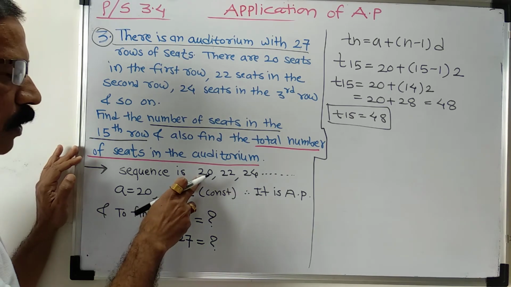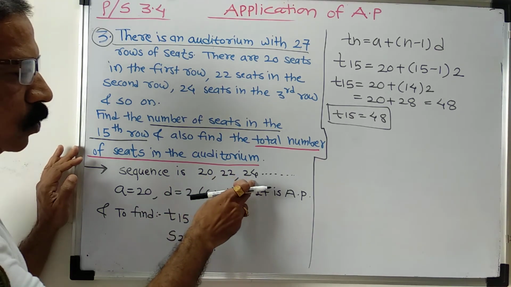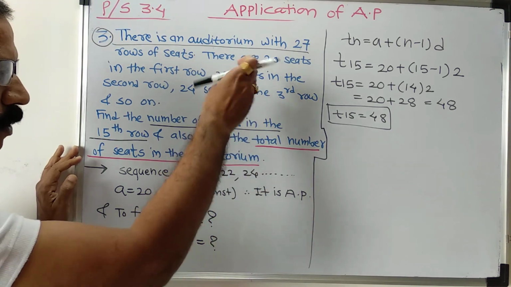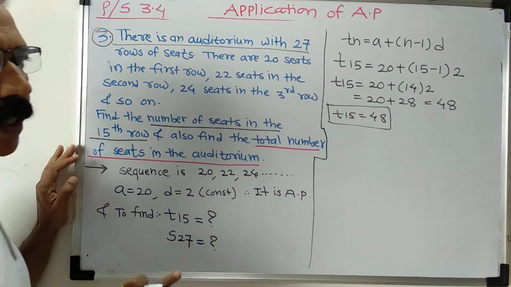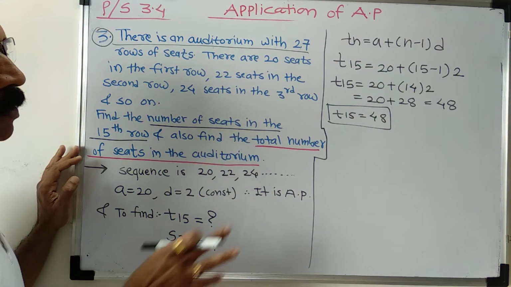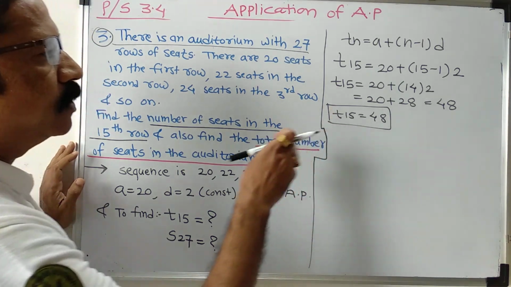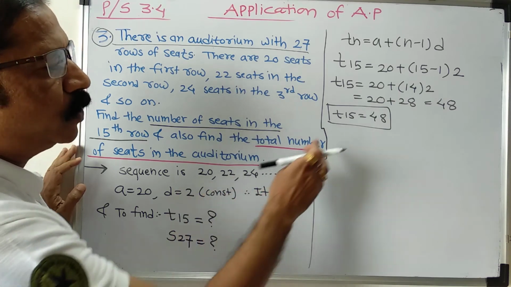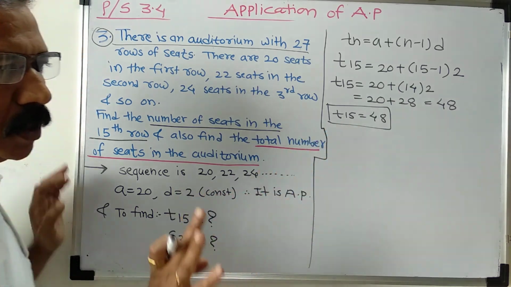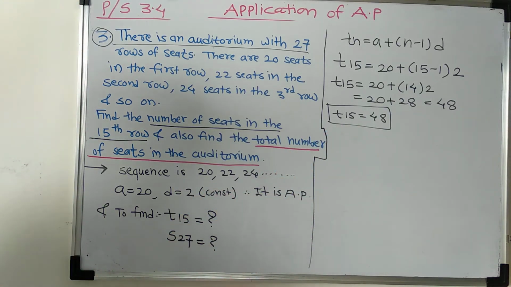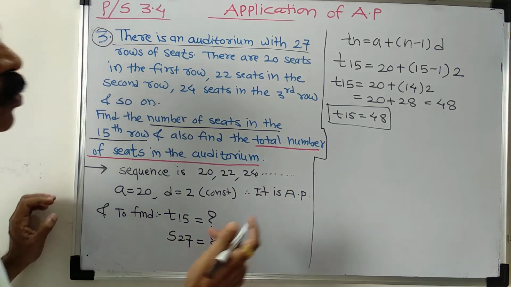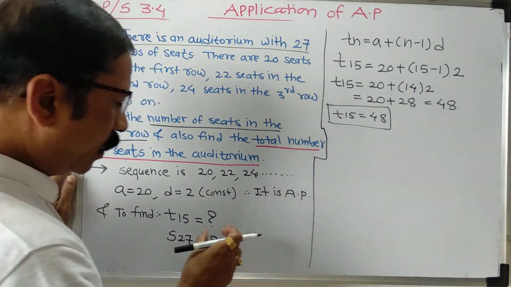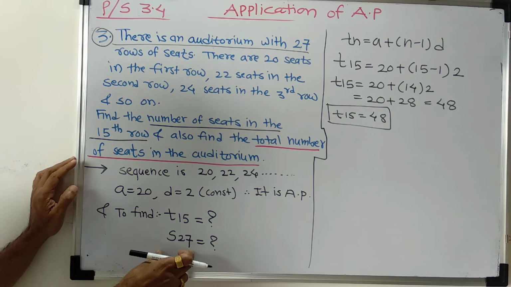Means first row 20 seats, 22 seats, third row 24 seats, like that. In the 15th row you will get 48 seats. You don't know the number of seats in the 27th row. It is not asked. If they ask, then you can calculate T27, but it is not asked. They ask the total number of seats in the auditorium. So you have to find S27.